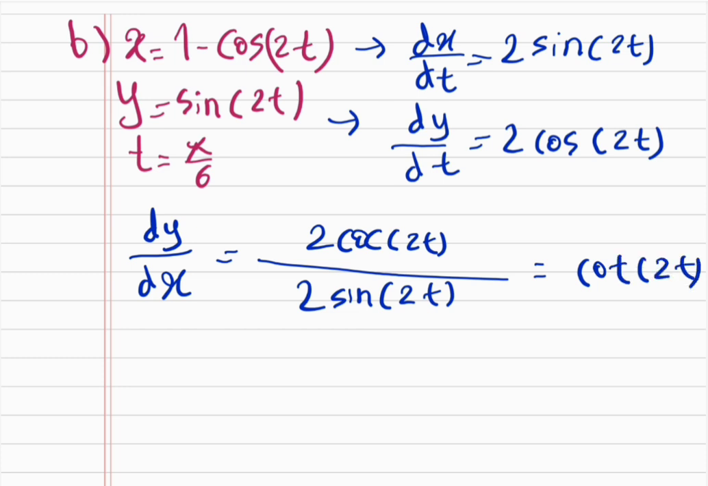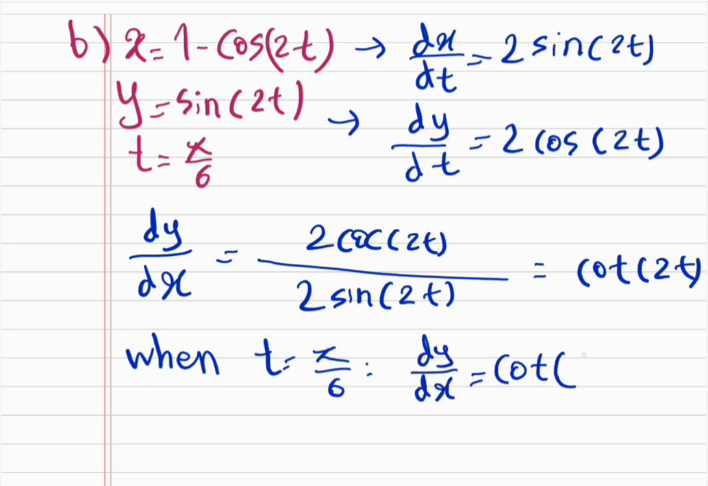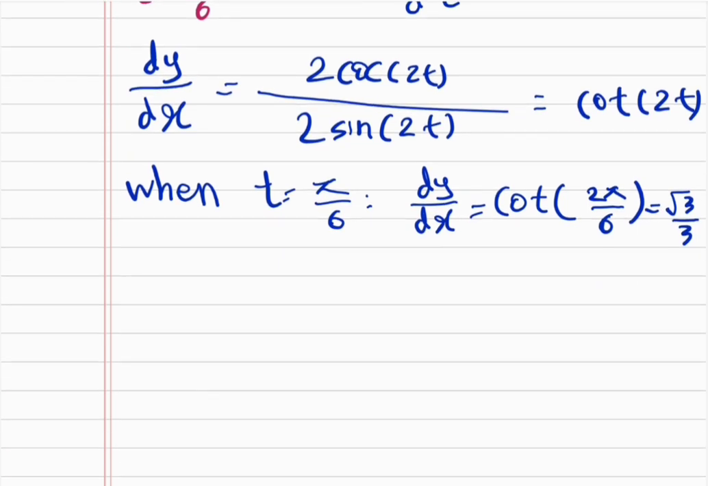Again, we want to find the tangent at the point P when t is equal to pi over 6. So we substitute this to get the gradient of the tangent line when t is equal to pi over 6. So dy dx is equal to cot of 2 pi over 6. And this is simply equal to root 3 over 3. But remember, we want to find the equation of the normal.